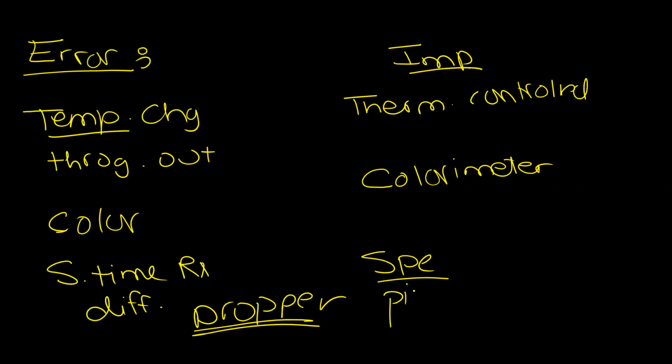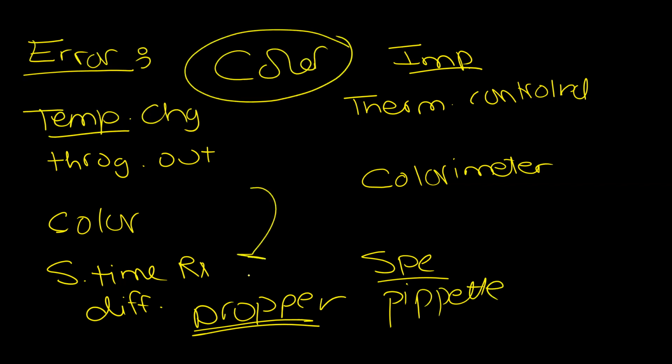A pipette, burette, and so on. So put it as a rule of thumb: anytime there is a color in the experiment, this is a source of error. Anytime there is a dropper, this is also not accurate and it is a source of error. Clear?